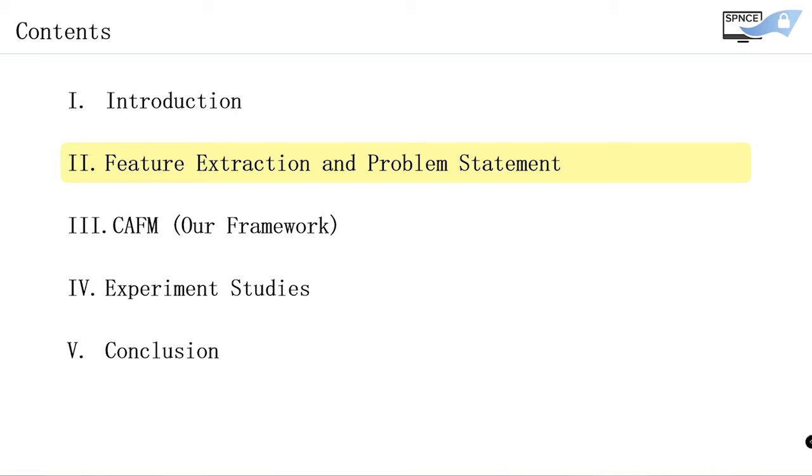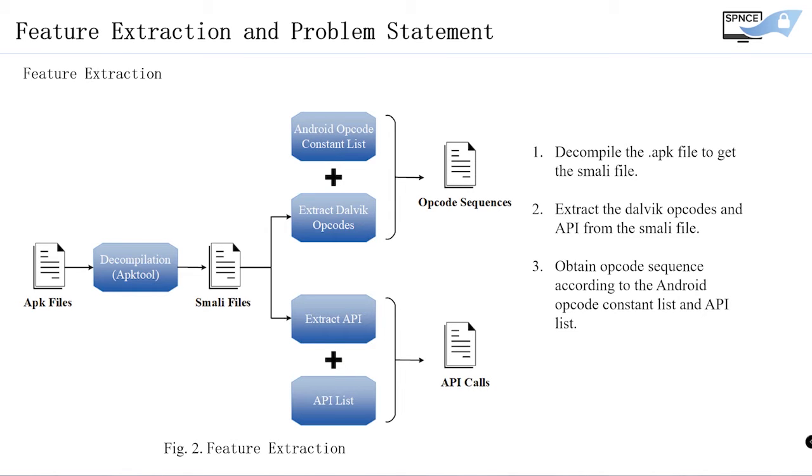Now, let's move to the feature extraction and the problem statement of our research. The feature exploration can be split into 3 parts. First, decompile the APK file to get the smali file. 2. Extract the Dalvik opcodes and the API from the smali file. 3. Obtain the opcode sequence according to the Android opcode constant list and the API list.